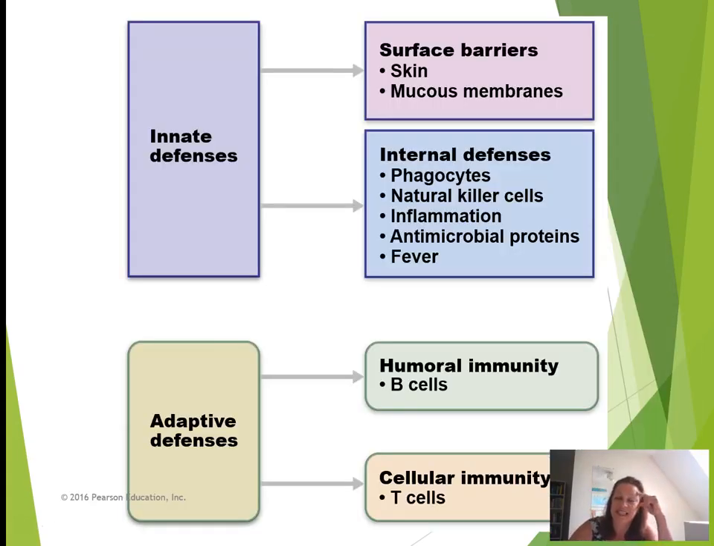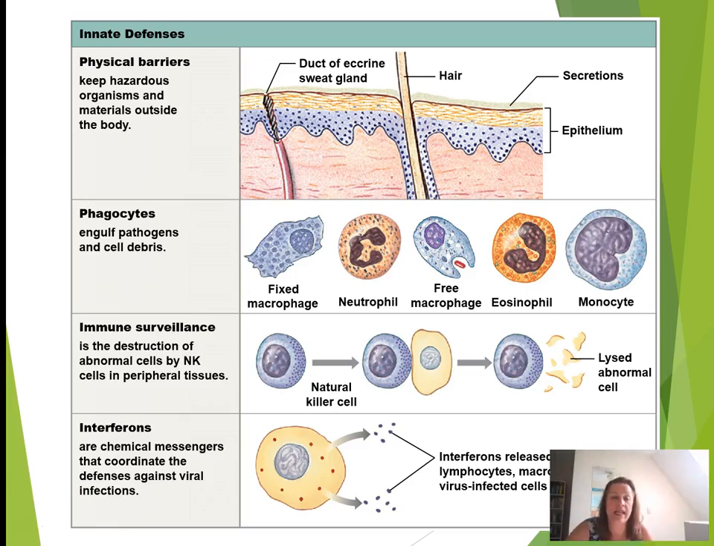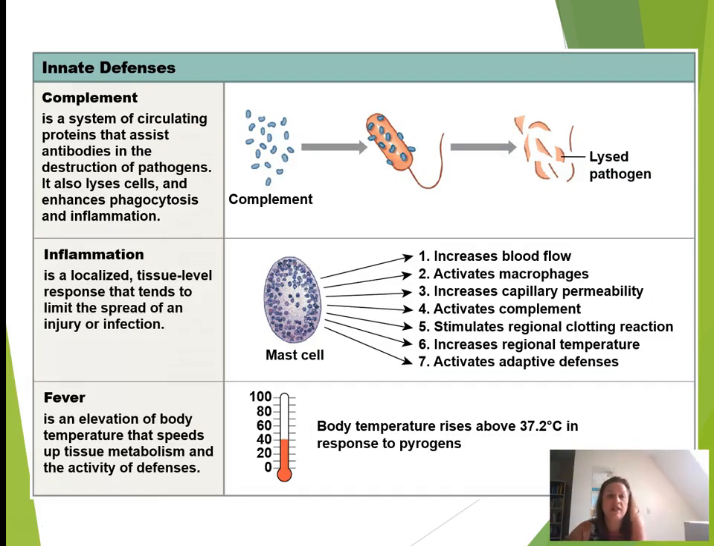I thought I was sticking to the first one. So this first one, innate defenses: the physical barrier of the skin, the phagocytizers from the macrophages, the neutrophils, etc., monocytes, the natural killer cells, molecules called interferons are released to coordinate defenses against viral infections. Complement. All right, how did I miss this? Where am I? Maybe I have it on the next page.